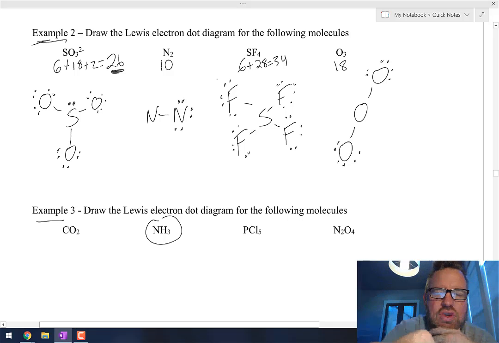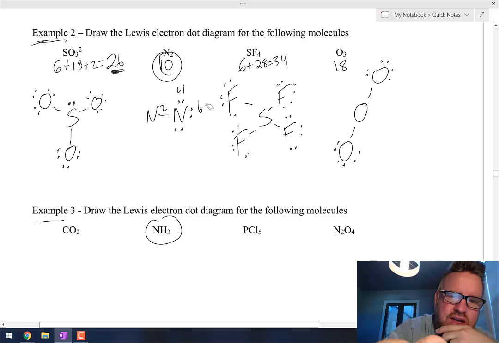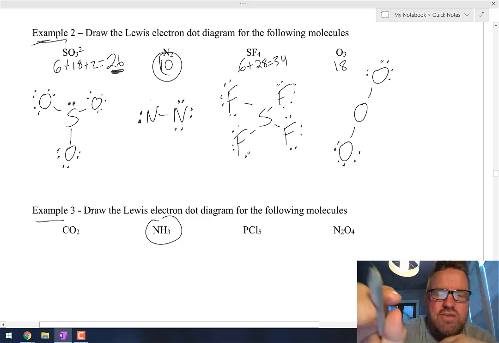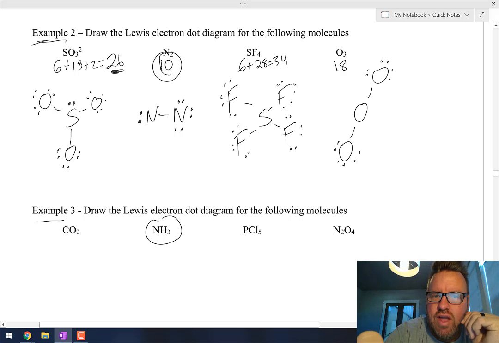Okay, on N2, I've used, again, 2, 4, 6, 8 electrons, but I have 10. So I still have 2 that are left over, so I'm going to put them, I made the nitrogen on the left, so I'm going to put them on there. Okay, with SF4, I have 34. I've used 8 times 4 is 32. I have 2 left over. Put them on the central atom.